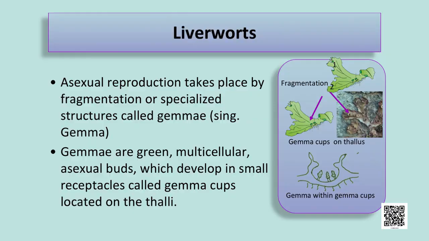In liverworts, asexual reproduction takes place by fragmentation. Each lobe, if separated from the parent body, grows into a new plant. There is another specialized structure called gemma through which asexual reproduction takes place. These are green multicellular asexual buds that develop on small receptacles called gemma cups. As you can see in the picture, these gemma cups are located on the dorsal surface of the thallus. The gemma in gemma cups looks like eggs in the bird nest. The gemma detaches from the parent body and then germinates upon falling on a suitable surface.